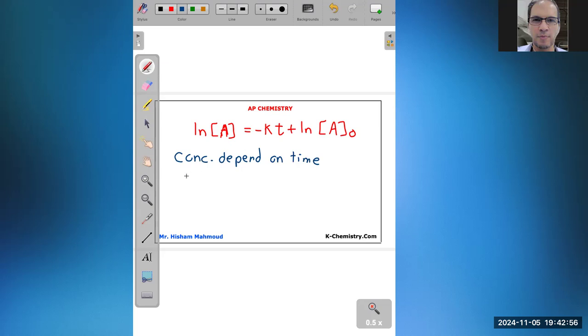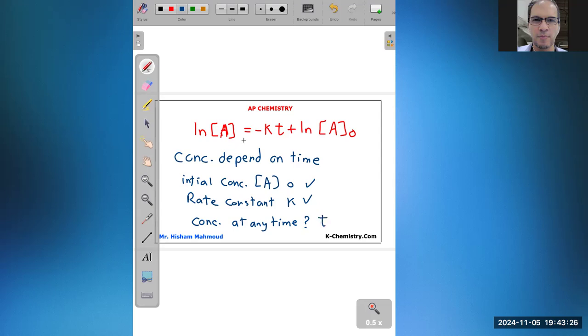So if you have, for example, the initial concentration, which is called A0, and the rate constant, which is K, I can find the concentration at any time. If you have these two, the initial concentration when you started and the rate constant, I can find the concentration at any time, which is called T.